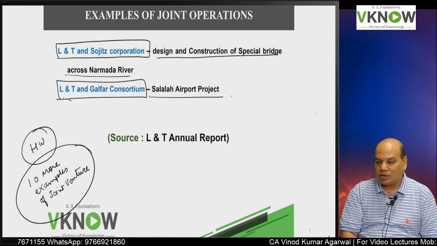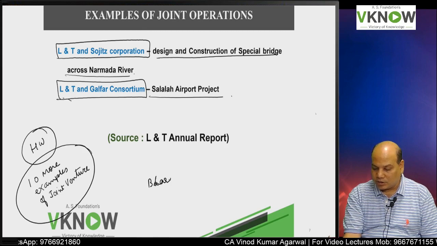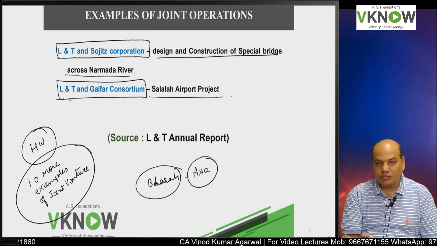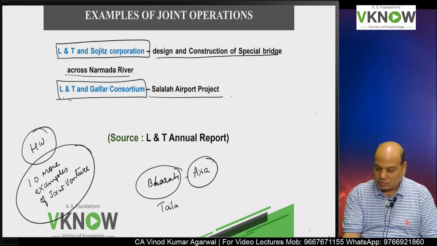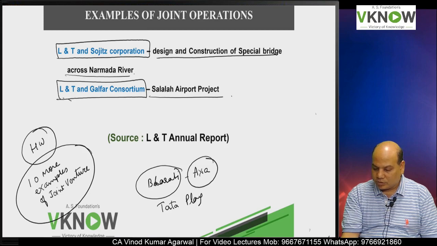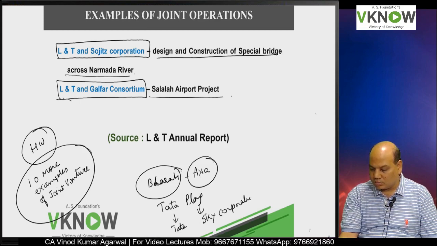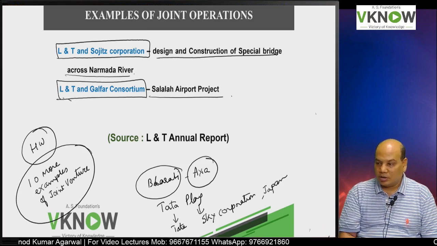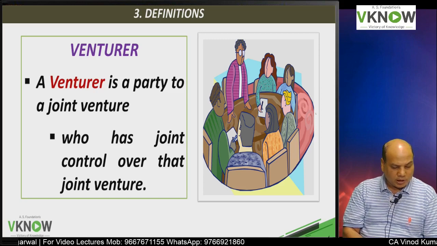You can find out. If you look around you, there are so many companies. Like if you have heard of Bharti AXA insurance company, Bharti and AXA group have formed a joint venture for insurance business. Tata Play, a joint venture between Tata group company and Sky Corporation, Japan. So a lot of joint ventures will be there around you. You have to take some trouble and find out.